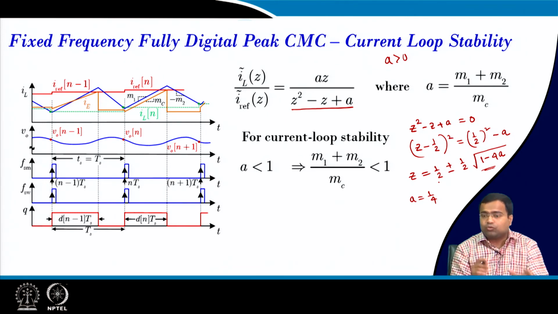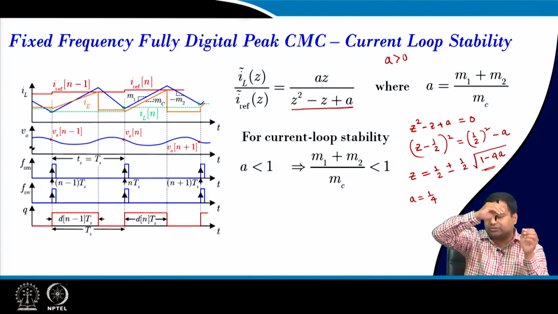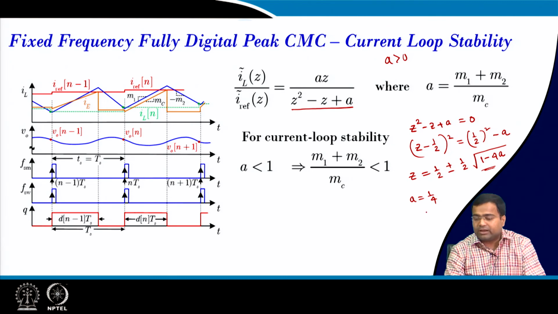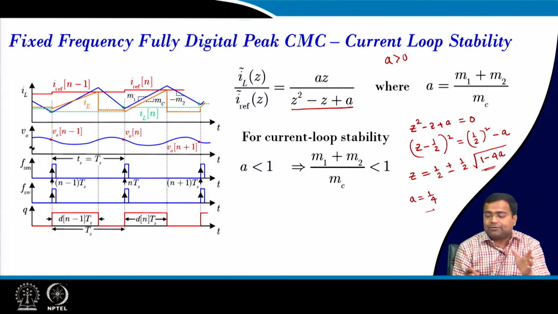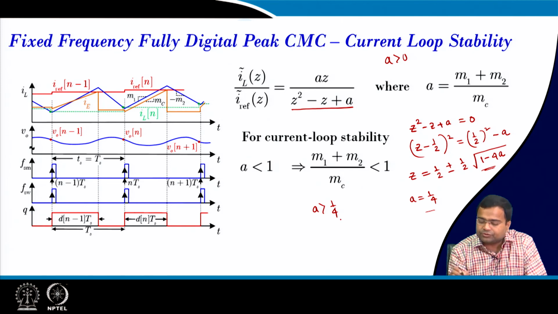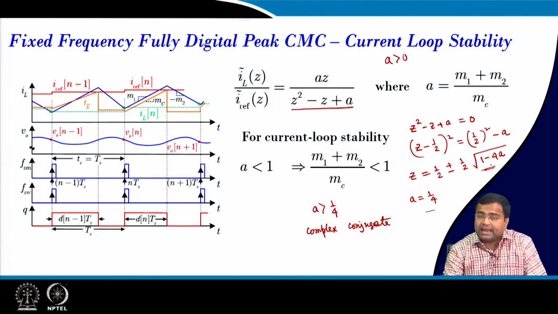That means if you draw the root locus, you will find the roots are slowly coming inside the unit circle, and they will be exactly identical when A equal to 1/4. Then again if you keep on increasing the value of A, they will be different again, and for A greater than 1/4 you will get complex conjugate roots. And if A becomes 1, then what will happen?